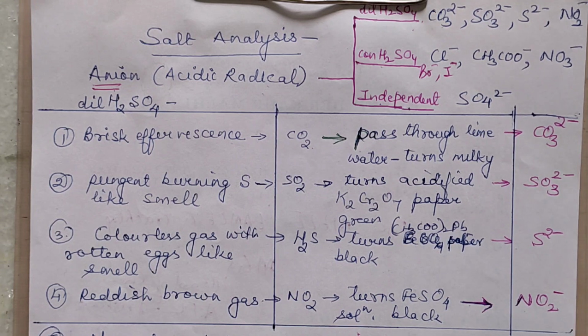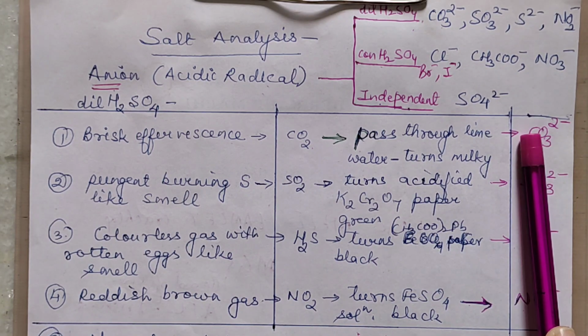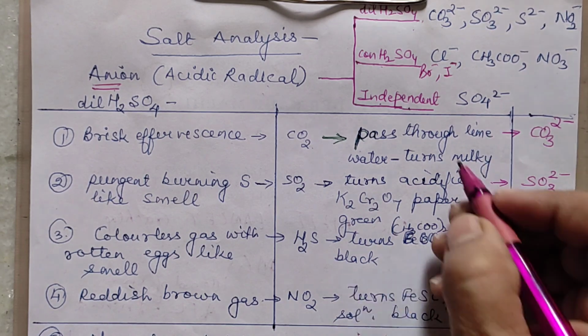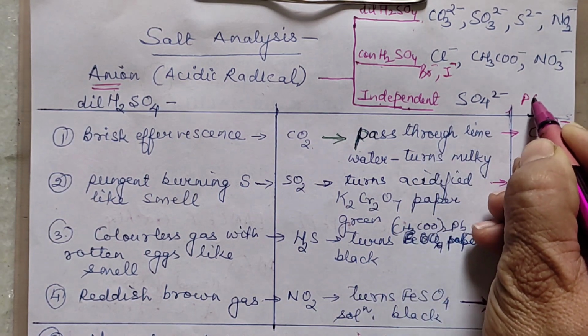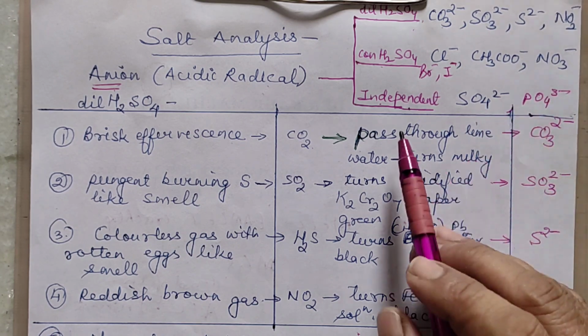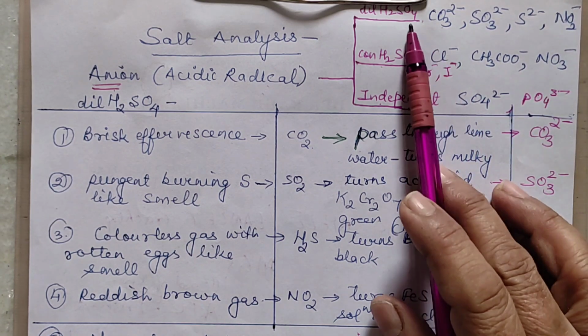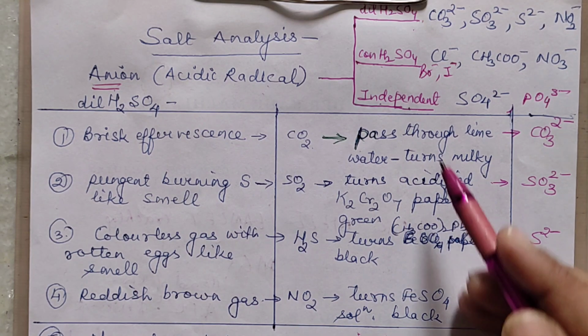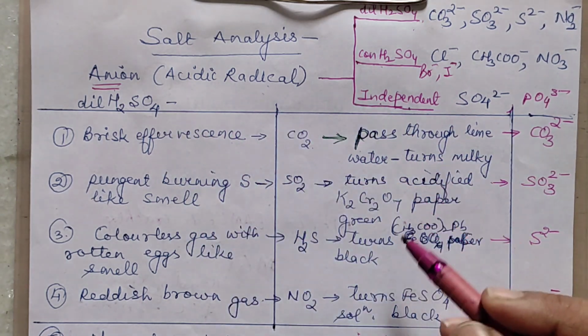If none of these is present, then you have the independent radicals, that is sulfate and phosphate. These 2 ions do not give any test with dilute or concentrated sulfuric acid. So this is the grouping of the anions.